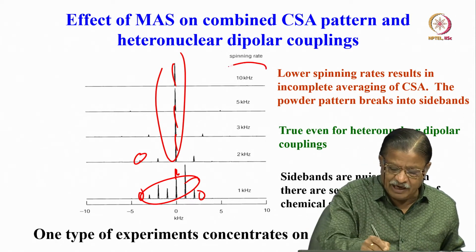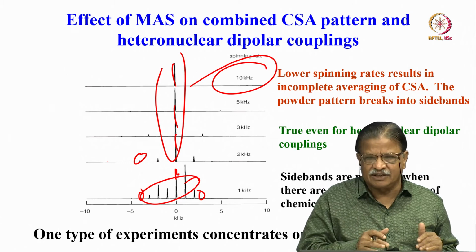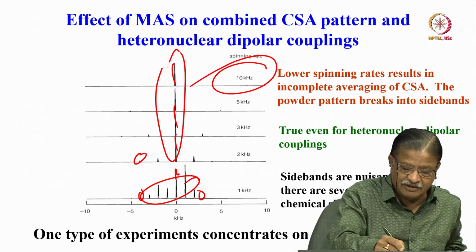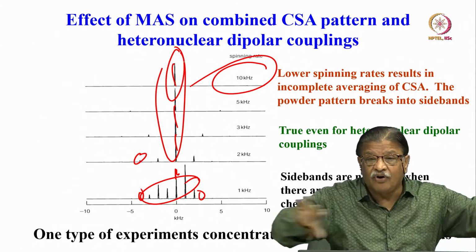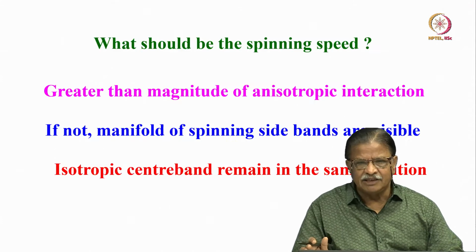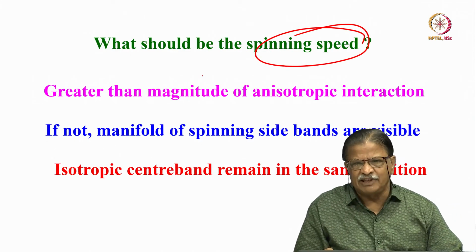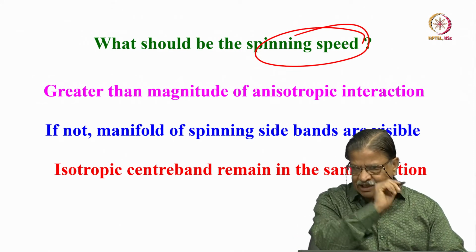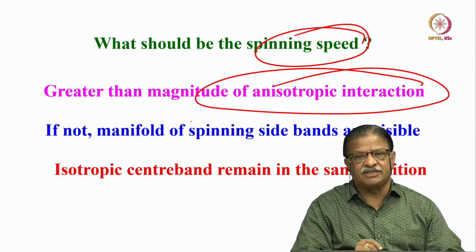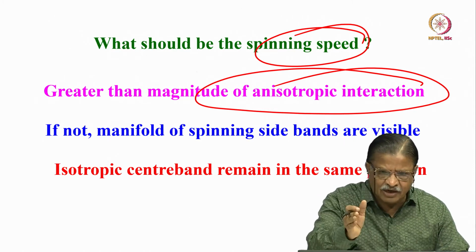When you start spinning at a rate faster than this heteronuclear interaction strength, dipolar coupling strength or CSA, you are going to get a single peak devoid of all side bands. That is the important thing. Remember, spinning speed, that is what I am asking the question now, what should be the spinning speed? That is what we discussed now. It should be greater than the magnitude of the anisotropic interactions. It could be CSA or heteronuclear dipolar couplings.